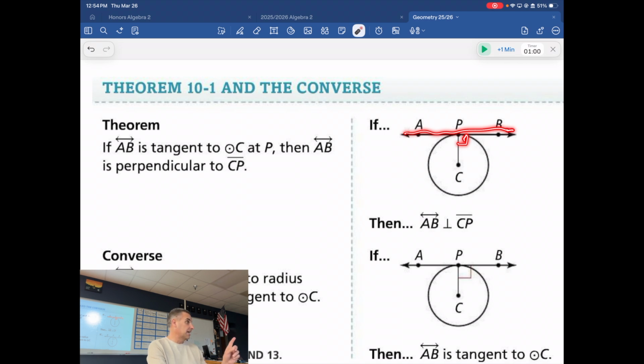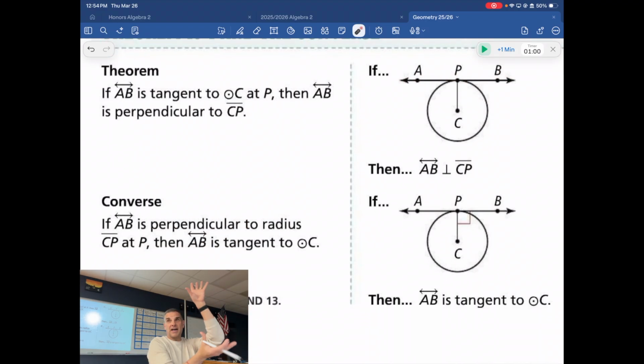Okay, we'll look at examples of how we prove this in just a second. The converse of this is also true. Remember, converses just flip the hypothesis and the conclusion. If AB is perpendicular to the radius at CP, then it is in fact a tangent.